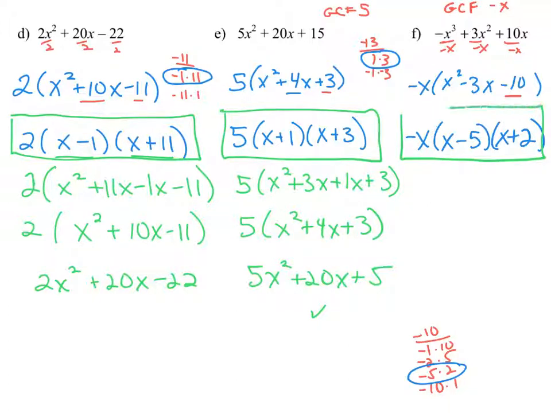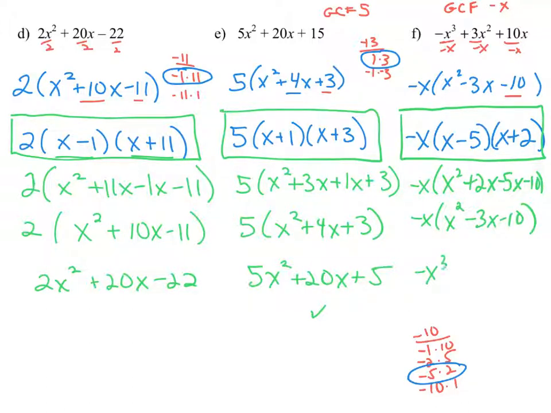We can check our work by multiplying the factors x minus 5 and x plus 2 together and then distributing that negative x. The first, x times x, is x squared. The outer, x times the positive 2, is plus 2x. The inner is minus 5x, and the last is minus 10. By combining the middle terms, we get negative x times the quantity x squared minus 3x minus 10. And distributing that negative x, we get negative x to the third plus 3x squared plus 10x.